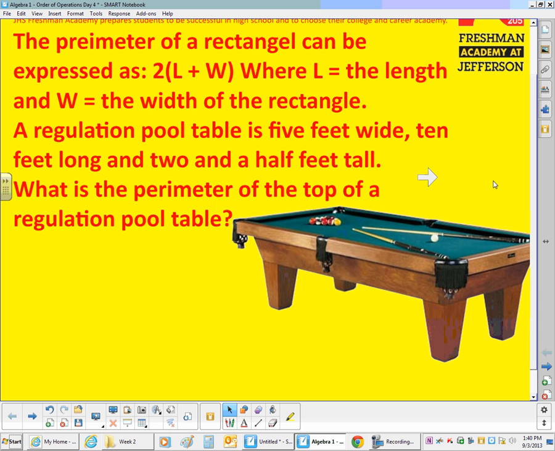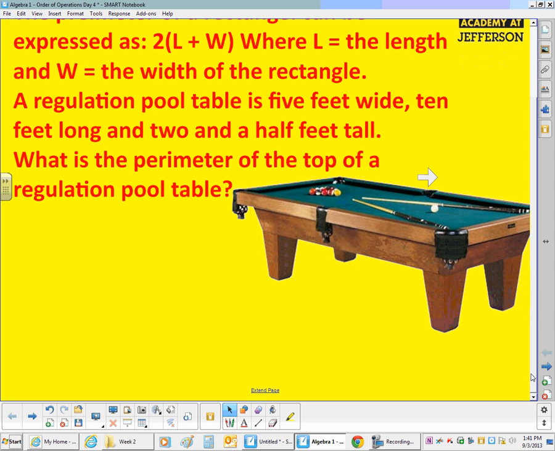A regulation pool table is 5 feet wide and 10 feet long and 2.5 feet tall. What is the perimeter of the top of a regulation pool table? Well, the first thing we need to do is copy down the formula that we're going to use. Sorry, we're not looking for area. We're actually looking for perimeter. So the perimeter equals 2 times L plus W.